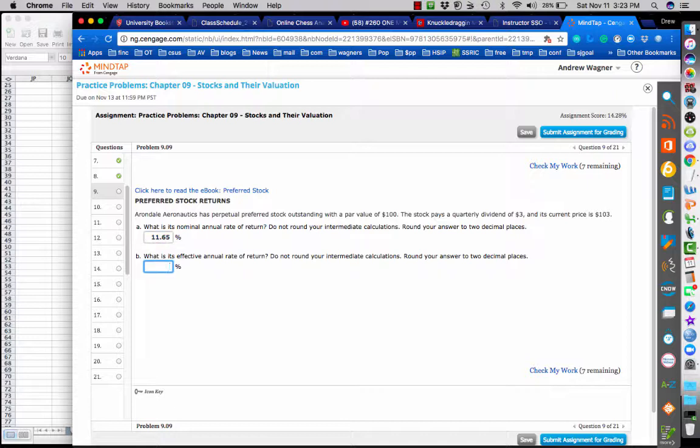11.65%. And now it wants the effective annual rate. That'd be 1 plus the quarterly rate to the 4th power minus 1, which gives me 0.1217, so 12.17%.